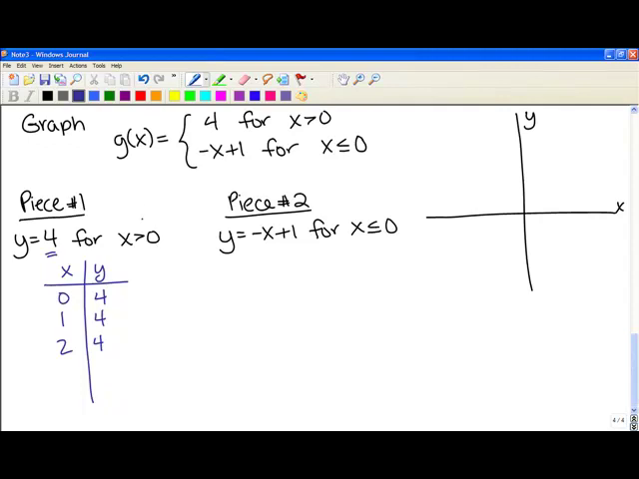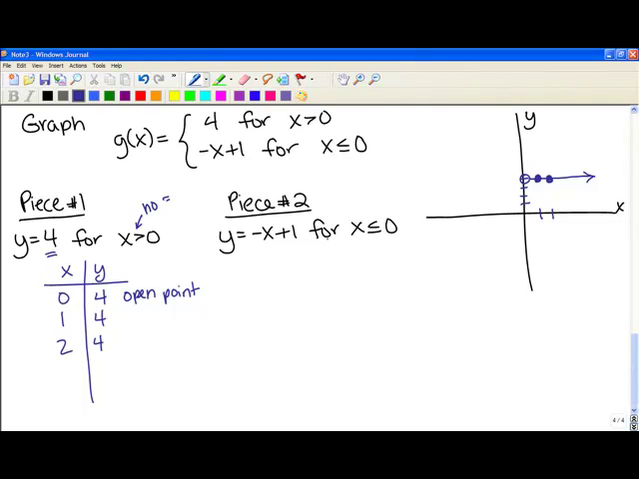Now at 0, notice there's no equals. So we're going to have an open point right here with 0, 4. So going over to the graph, the open point is 0, 4. Over 0, up 4 would be right about there. And then 1, 4, over 1, up 4, and then 2, 4, over 2, and up 4 right here. Alright, so connecting these dots, we'll have a function going off to the right.